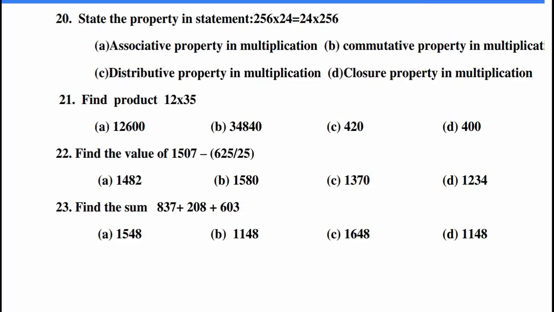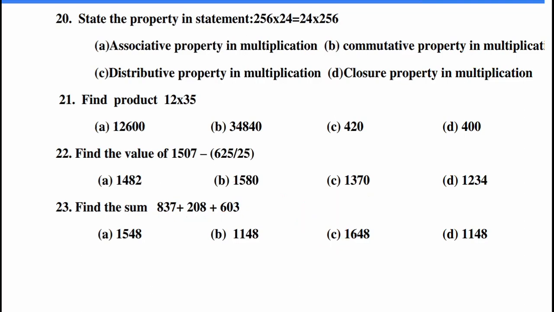Question number 23. Find the sum 837 plus 208 plus 603. You can do it easily, right? So here we do addition of this ones position. 7 plus 8, 15. 15 plus 3, 18. 8 here, 1 carry. Now we take tens position. 1 plus 3 is equal to 4. Then we take 100 position. 6 plus 2, 8. 8 plus 8, 16. So answer is 1648. Option is C.